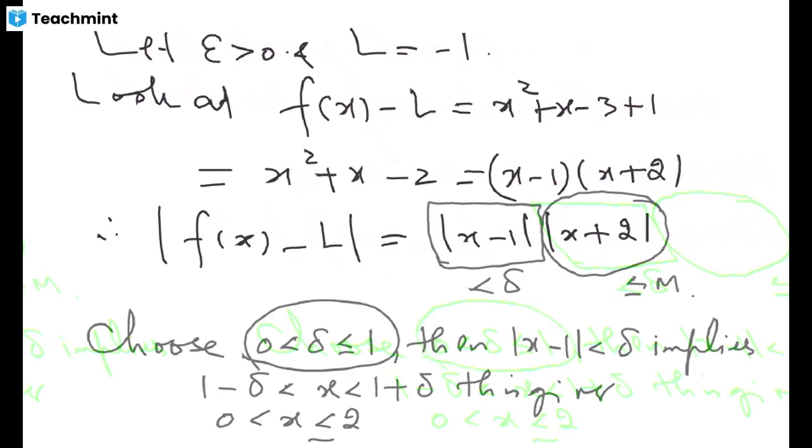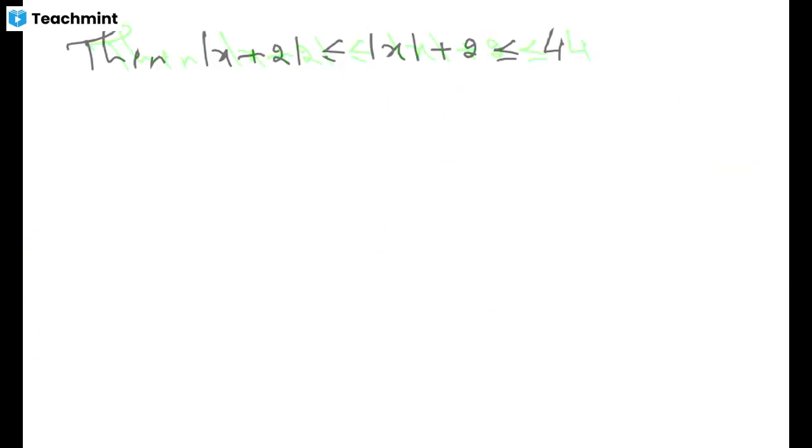So now we have this surety, that if we restrict our choice of delta to be between 0 and 1, then we can bound this encircled quantity, which is the absolute value of x plus 2, by 4. And if this comes out to be 4, I want 4 times delta to be less than epsilon. So let us choose this in this way. Choose delta to be the minimum of 1 and epsilon by 4.